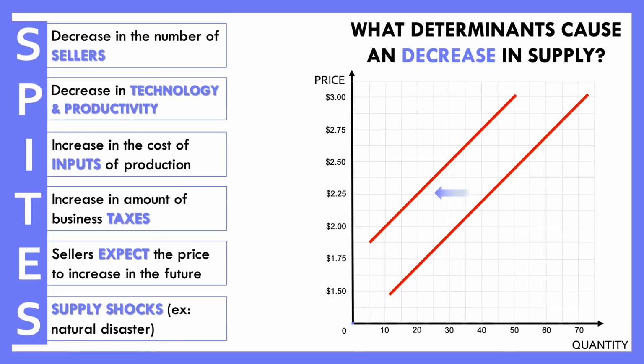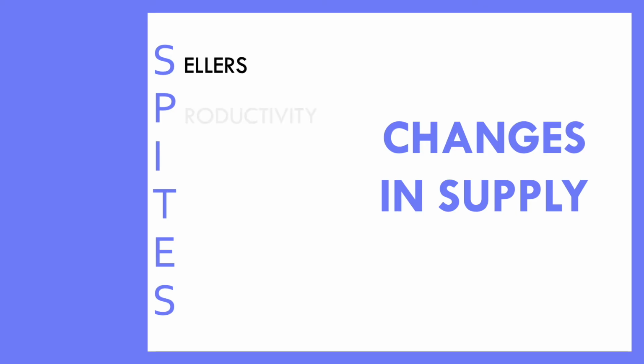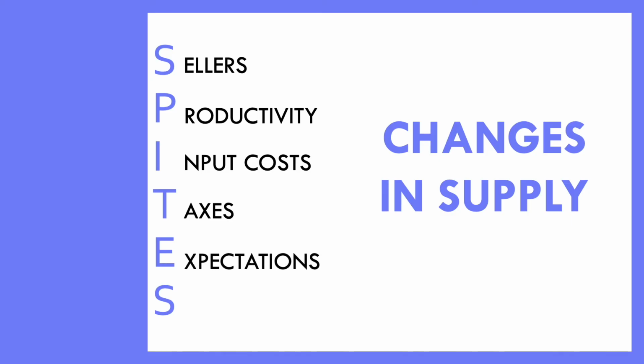We saw this across parts of Europe after World War II, right? That war was a negative supply shock. It ruined a lot of their industry and they couldn't produce as much. That was a shock that kind of came from the outside. So here we have those six letters, those changes in supply. We have SPITES: the number of sellers, productivity and technology, input costs, taxes, expectations, and supply shocks.